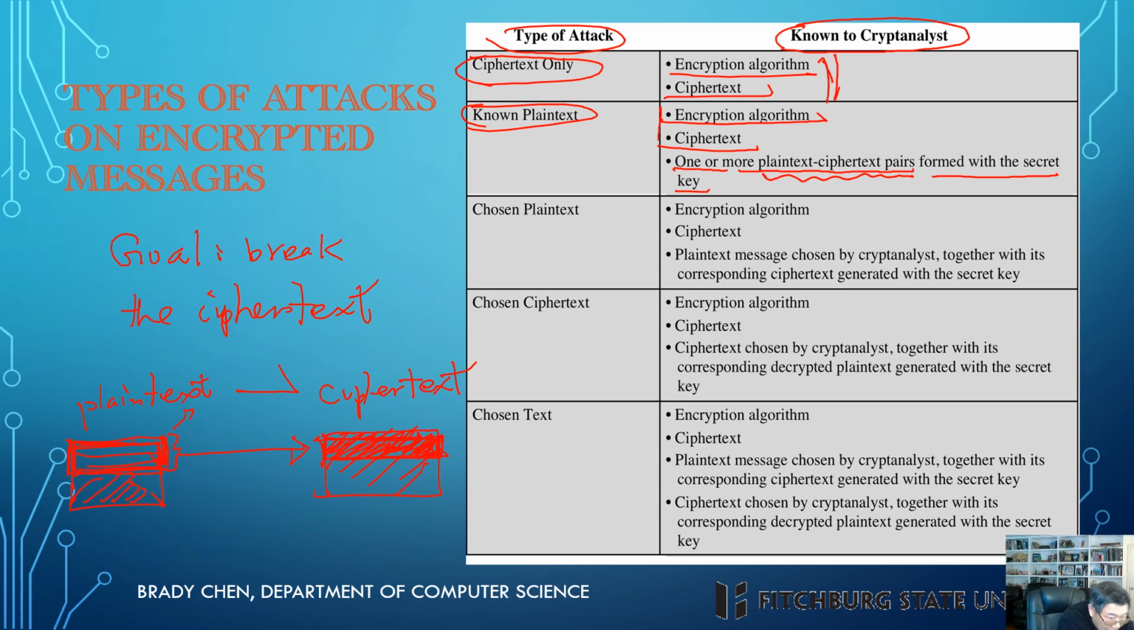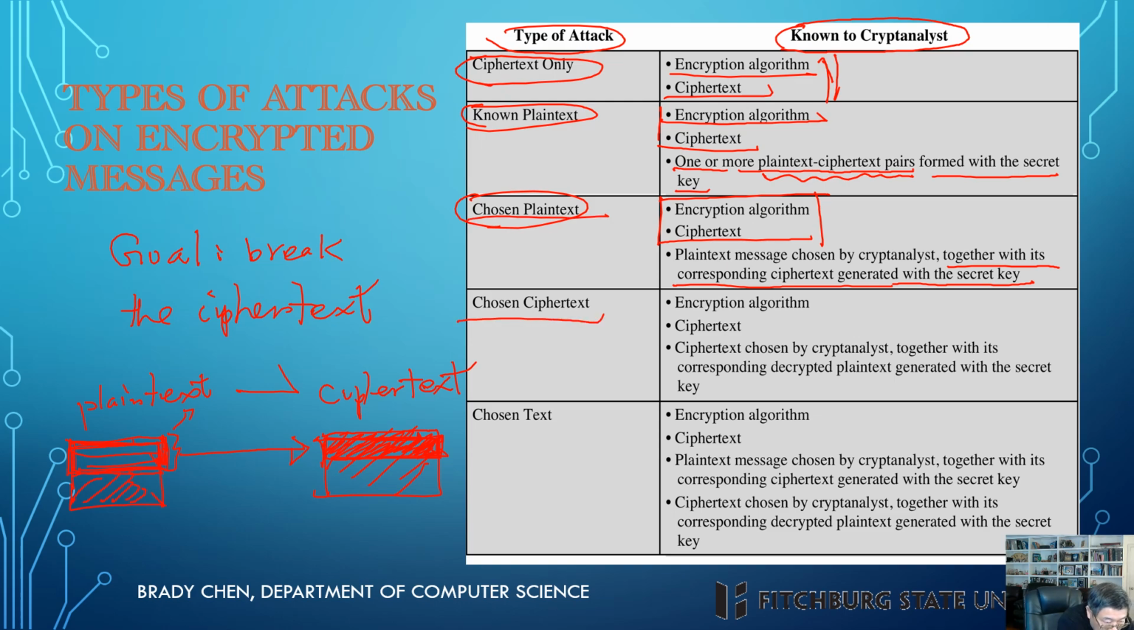Okay, the third case is chosen plain text. Let's say the first two are always available for every type of attack. Chosen plain text means the plain text message is chosen by the cryptanalyst, together with its corresponding ciphertext generated with the secret key. If the attacker has the opportunity to choose their own plain text and use the encryption algorithm to generate the ciphertext, then you have a chosen plain text with its corresponding ciphertext. That's another situation.